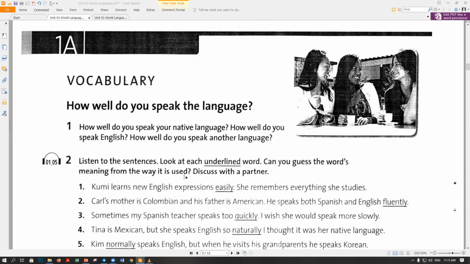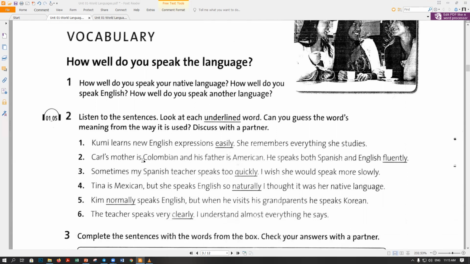Now look at the underlined word. Listen to the sentences. Look at the underlined word. Can you guess the word's meaning from the way it is used? Okay, discuss with the partner. So listen to these sentences and on the conference day, tell me what is the meaning of the adverb that is underlined, or we call it the underlined word. Okay, so listen now, everyone.